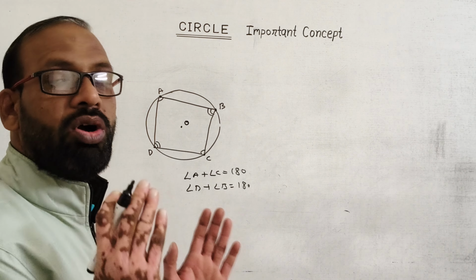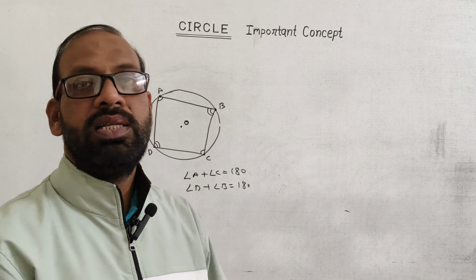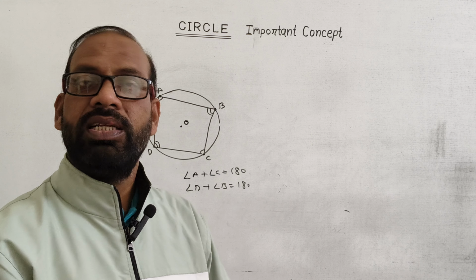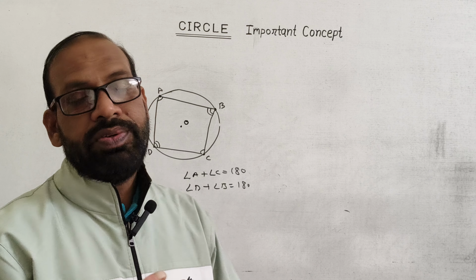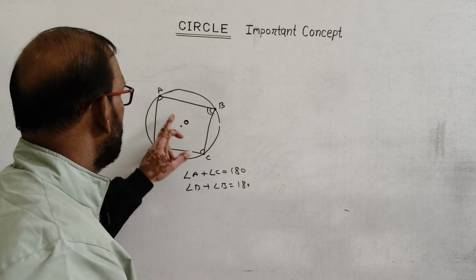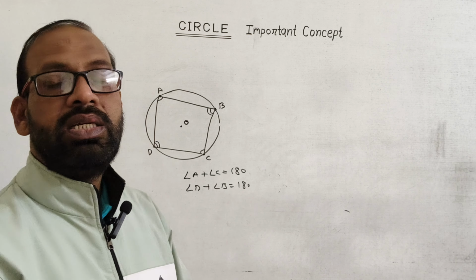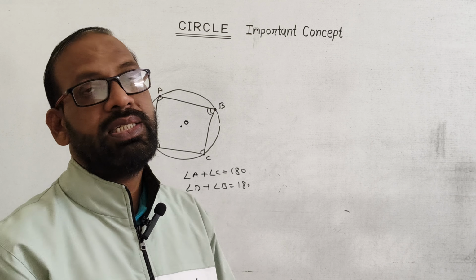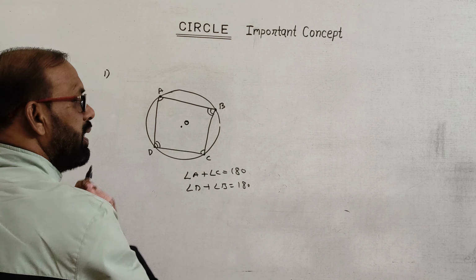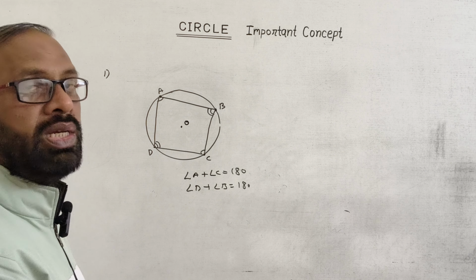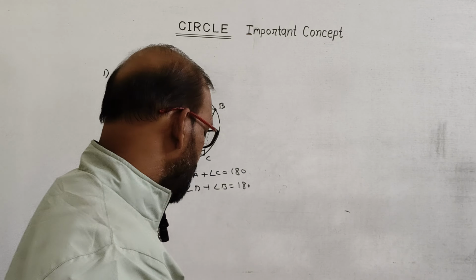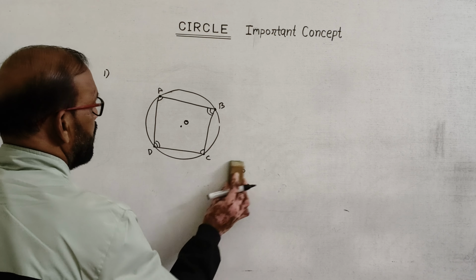Clear? Any quadrilateral inscribed in a circle is called a cyclic quadrilateral, and the sum of opposite angles is 180 degrees. Or the other way: if the sum of opposite angles is 180 degrees in any quadrilateral, such a quadrilateral is always said to be cyclic. That means if this plus this is 180 and this plus this is 180 degrees, such a quadrilateral is a cyclic quadrilateral. Understood? These are very, very important properties of a circle.